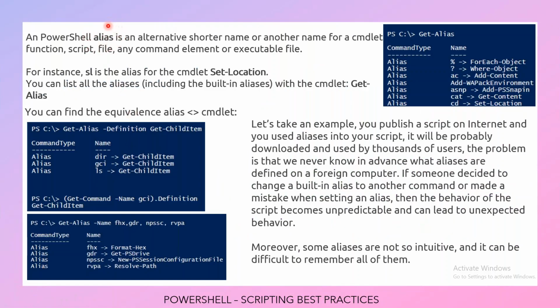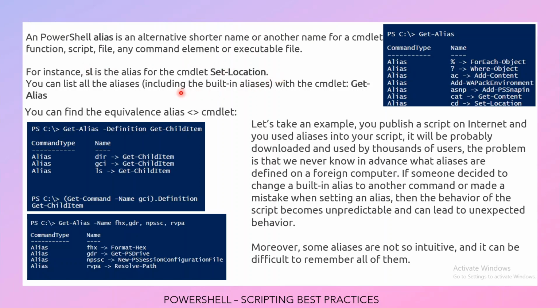So alias is nothing but an alternate name, an alternate shorter name, for a commandlet. And as all of you know, PowerShell has a verb-hyphen-noun combination of commands. We call them commandlets. The aliases are not just specific to commandlets. You can have an alias for a function, script, file, any command element or executable file. For example, SL is an alias for Set-Location.